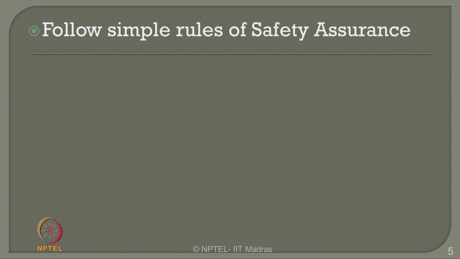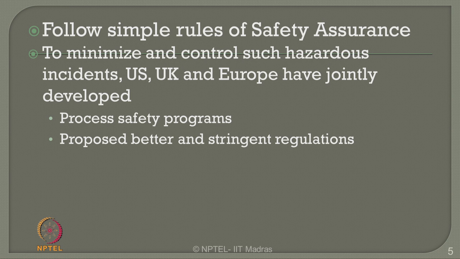Let us follow simple rules of safety assurance, which were discussed in the previous lectures of module 1. Let us try to minimize and control hazardous incidents. Examples of different procedures are followed in different countries like the United States, UK and Europe. They have jointly developed different effective process safety programs, and of course they proposed better and stringent regulations that need to be adopted by this industry. Overall, the idea is to minimize and control the hazardous incidents which had occurred in the recent past.